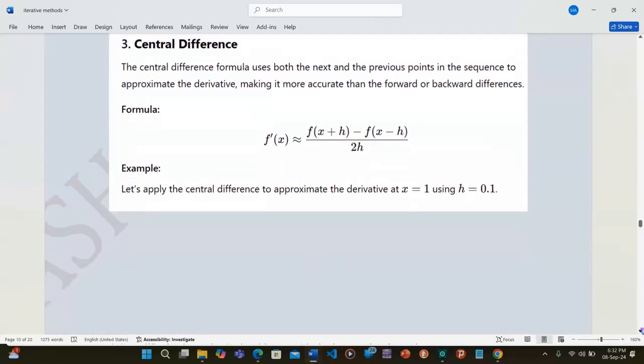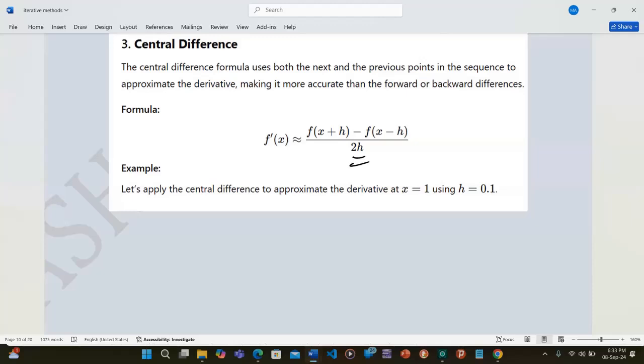Then we look at the central difference, which is the most commonly used one. The central difference formula uses both the next and the previous points in sequence to approximate the derivative, making it more accurate than the forward or backward differences. So this one has f of x plus h, f of x minus h, and is divided by 2h.